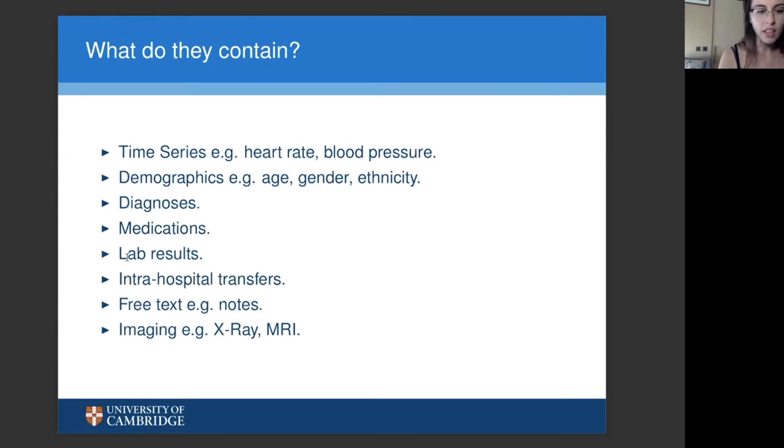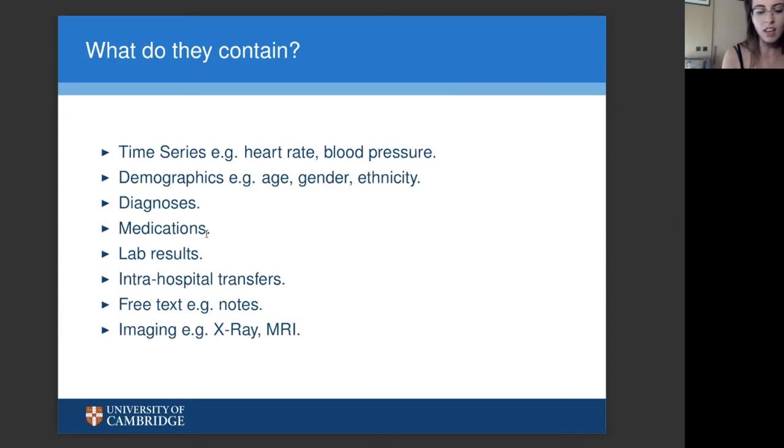The next thing is lab results. So these are essentially time series as well, but they behave differently to the heart rate and blood pressure parameters because they tend to be monitored quite irregularly. So patients might have, say, a blood glucose taken once per day or maybe once every other day. Same with various blood tests. An example of a lab might be a coronavirus test, just to be topical.